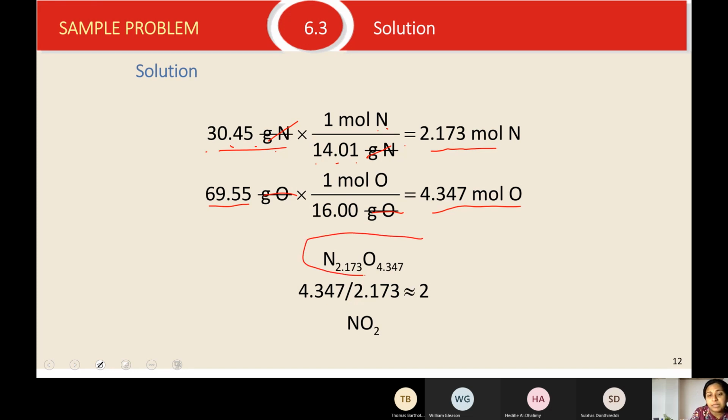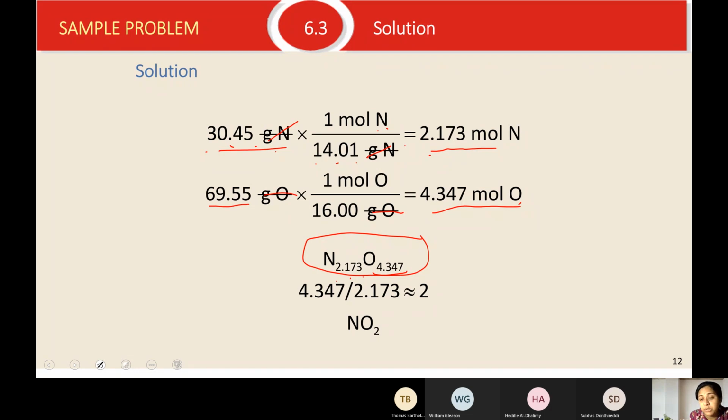If I write it like that, N subscript the moles of nitrogen, 2.173, and then O with the subscript as its moles, 4.347. Is that the empirical formula? Now I should give the simplest ratio in positive integers. So how can I make these decimal values into integers?